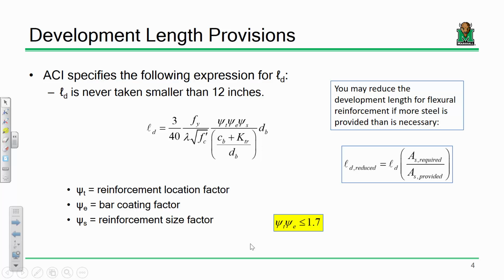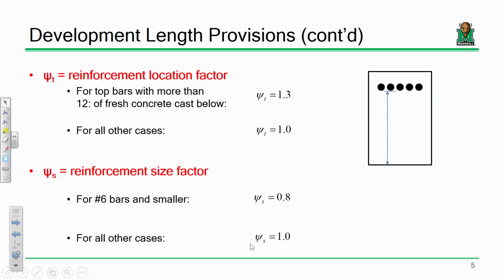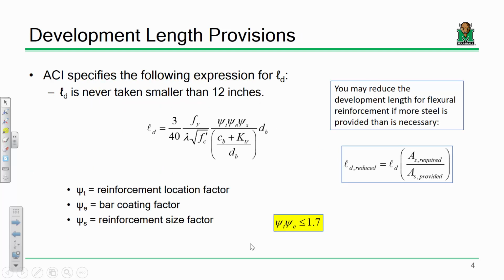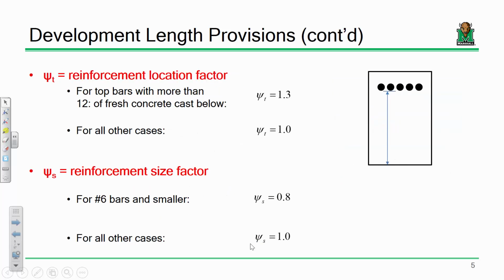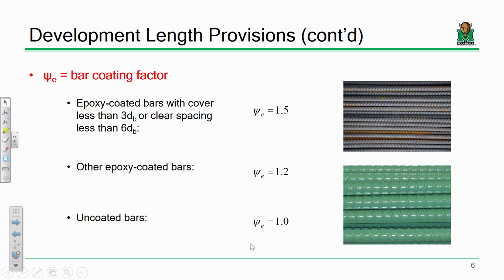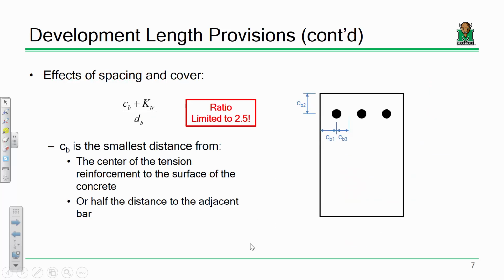Here are some provisions. For the development length for straight bar equation, you can reduce the development length if more steel is provided than necessary. You all know how to do that. You've got your reinforcement location factor, your bar coating factor, your reinforcement size factor. Remember that this quantity has to be less than or equal to 1.7. I don't have it on this slide, but also remember that this fraction on the denominator has to be less than or equal to what? 2.5. So these come straight from the lecture notes on the bar size factor, the reinforcement location factor, the epoxy coating factor. Oh, it's right here.